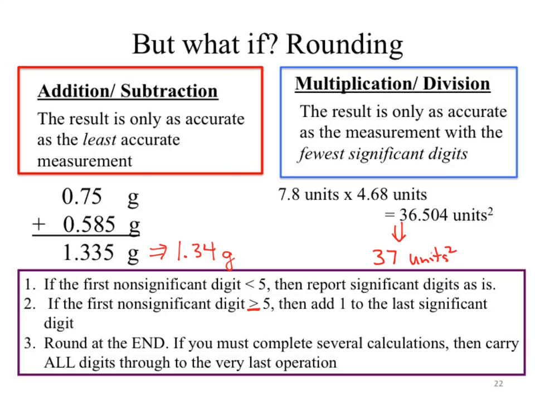Last thing to worry about. What happens if you have to run a sequence of calculations, say 15 calculations? When should you round the numbers? If you wait to do it at the very end, you're more likely to keep the correct answer or be as close to the correct answer as possible. If you round at each step of the way, you're potentially compounding the error in each of those measurements, and your answer starts to drift further and further away from the correct answer.